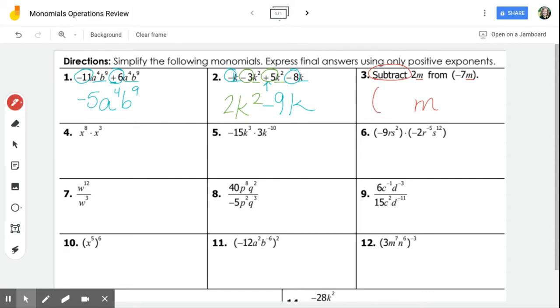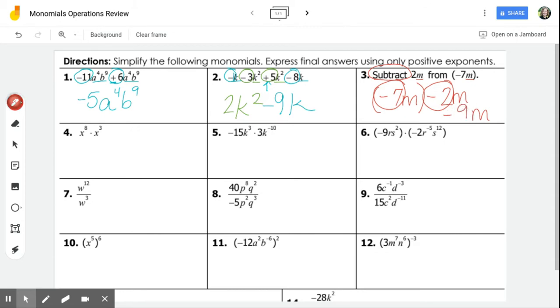So negative 7m minus 2m. And in this case, we're going to have m as our like term, and then negative 7 plus negative 2, or negative 7 minus 2, is negative 9.